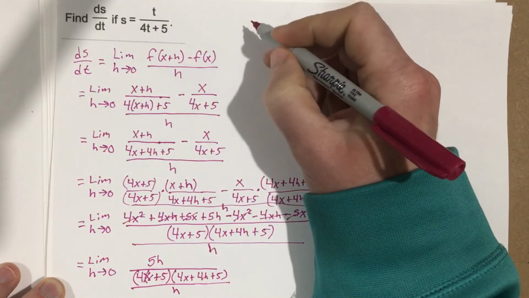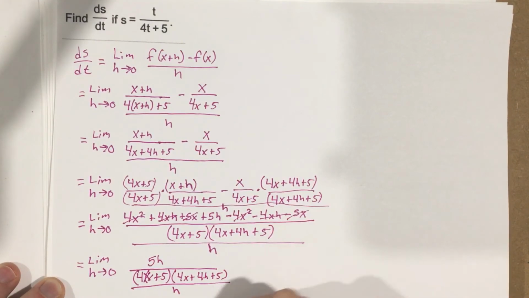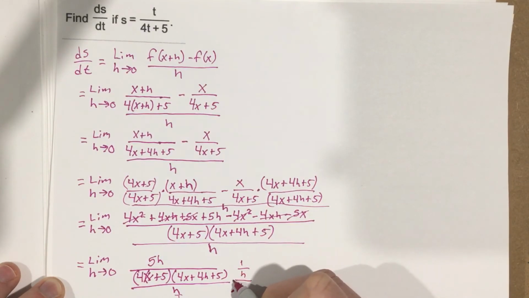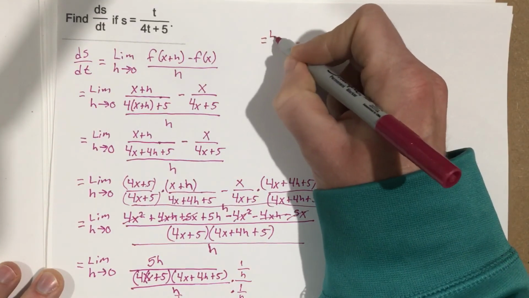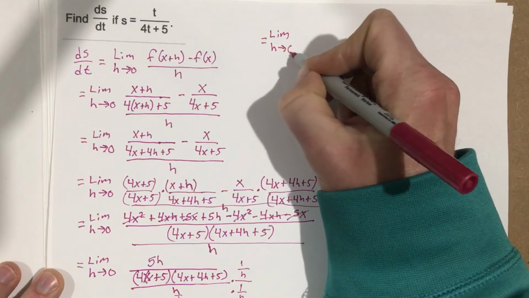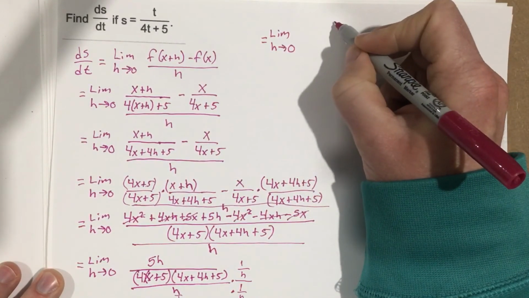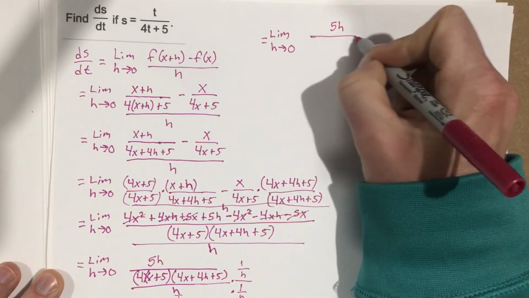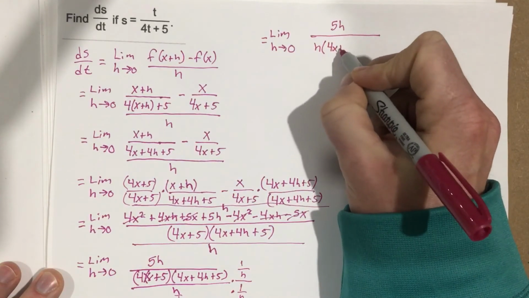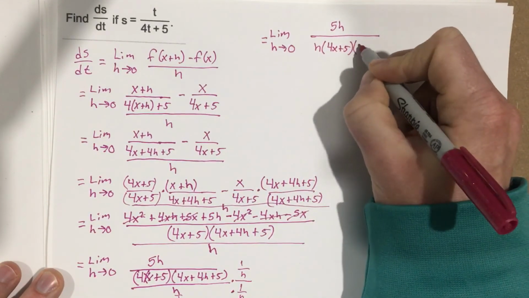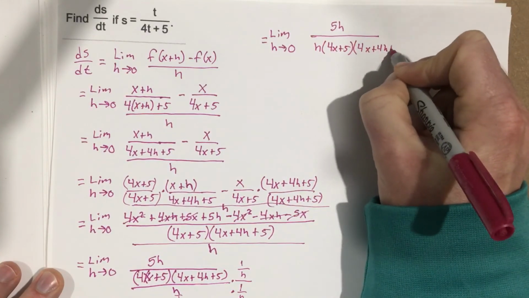Now up here I have a fraction divided by h. This could be put over 1. I'm going to multiply the bottom by 1 over h essentially, the top by 1 over h. And all that really does is combine the denominators together. So I end up with limit as h approaches 0 of 5h over h times 4x plus 5 times 4x plus 4h plus 5.